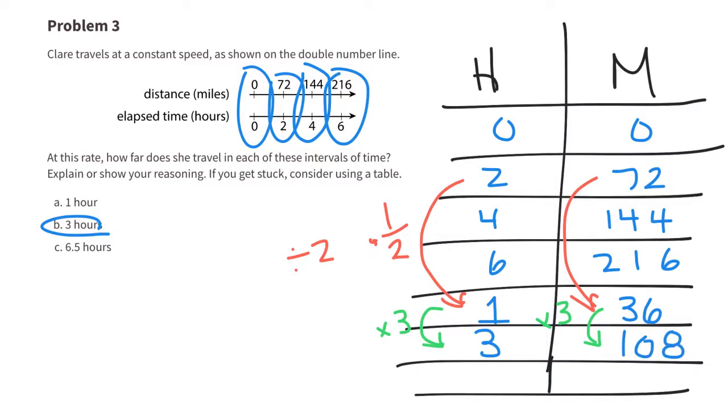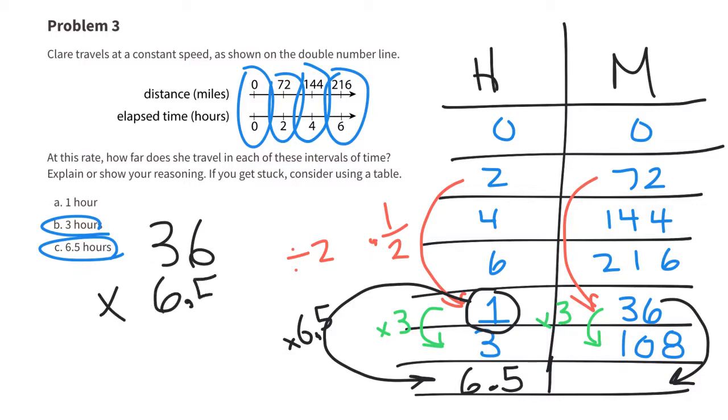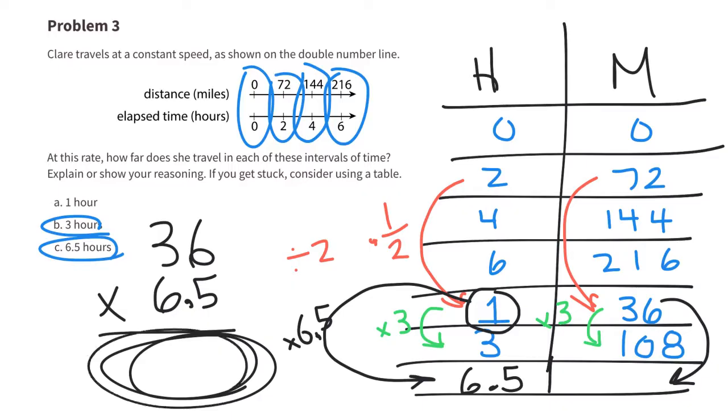Right there. And then the last one, 6.5 hours. Oh my goodness. So what am I going to do with that 6.5 hours? Well, I know I want 6.5 hours, right? So I'm going to take that 1 and multiply it by 6.5. That gives me 6.5. So what am I going to do with my 36? I'm going to multiply it by 6.5. So I'm going to take my calculator or multiply by hand, take my 36 times 6.5, and that is going to give me this answer right here.